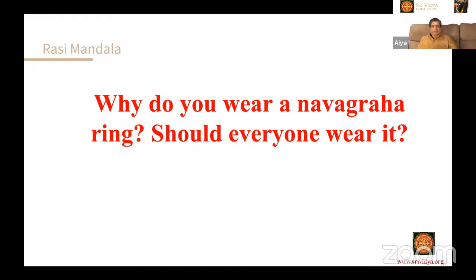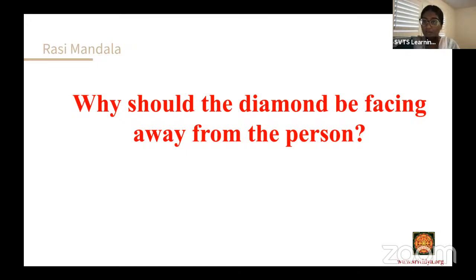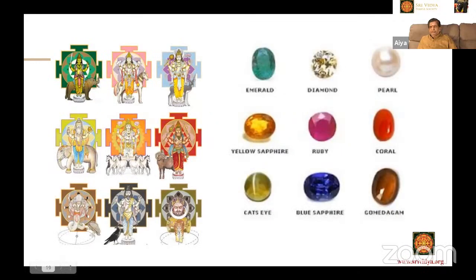Okay. And also another question in regards to the gems, you mentioned that the diamond should always be facing away from the person. Is there a reason why the diamond in specific should face away? Because it is in line with the way the grahas, the planetary forces, are aligned with your body. So when you have the diamond, it should be away from your finger. That is what I was taught.